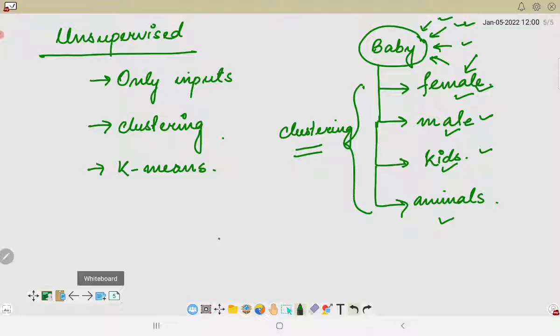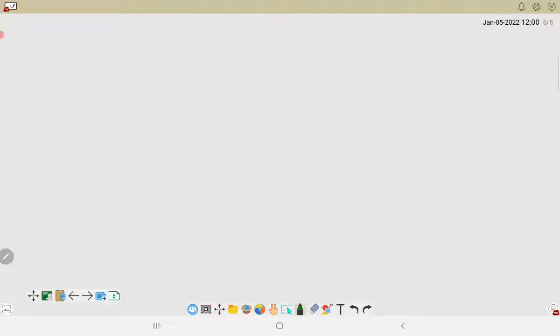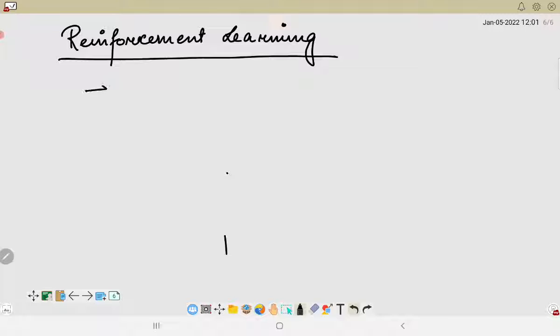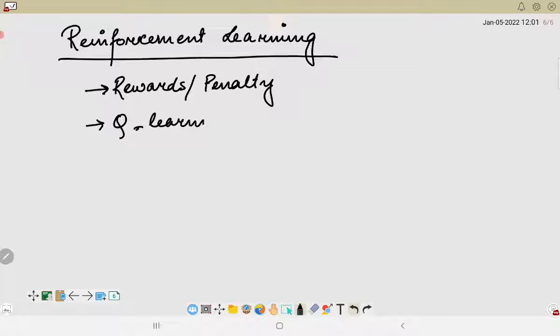Now similarly, the last broad category of learning which we will be discussing is reinforcement learning. So reinforcement learning essentially deals with some sort of reward and penalty policies. We have some reward or penalty associated with each of the activities or each of the actions which we do or decisions we take. It is also known as Q learning.